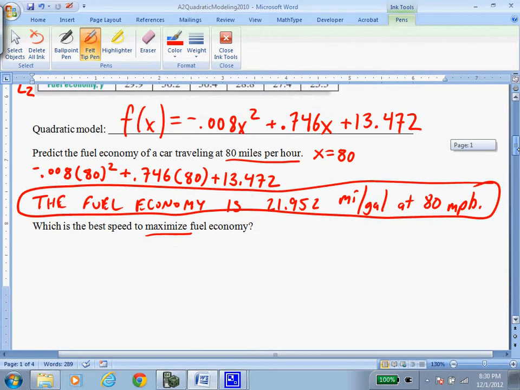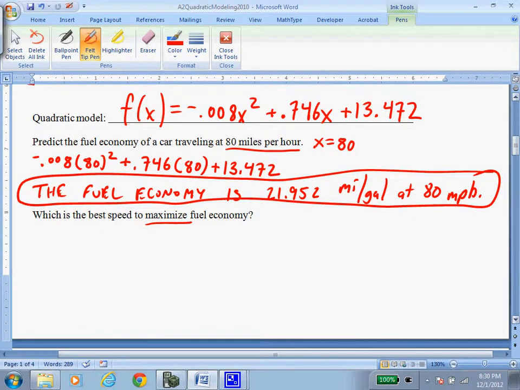So one way that I could do this is algebraically, and I notice that my function is written in standard form. Because it's written in standard form, I'm going to use the h equals opposite of b divided by 2a formula. And so I'll take my b value, opposite of b is negative 0.746. And then I'll use 2 times my a value, negative 0.008.